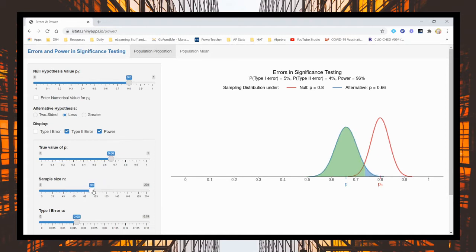Let's double it to 100. Okay, 101, that works. Notice my power up here is now 94%. So we went from 76% to 94%. Why would that be? What does sample size directly affect? It directly affects your standard deviation. And remember, we talked about if the sample size goes up, the curve gets more narrow.